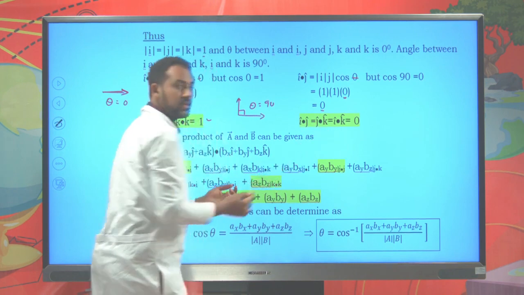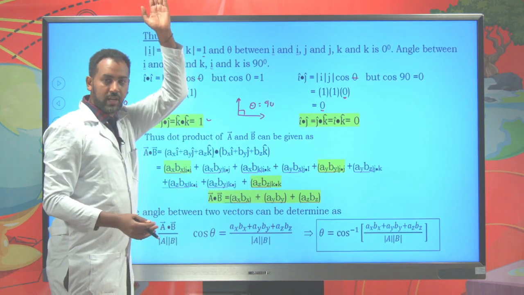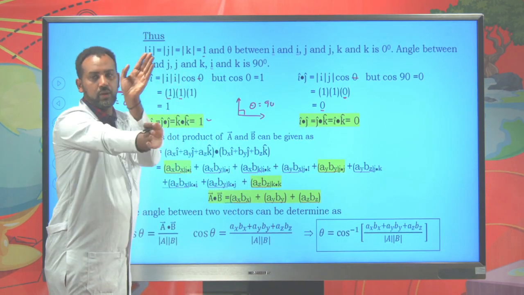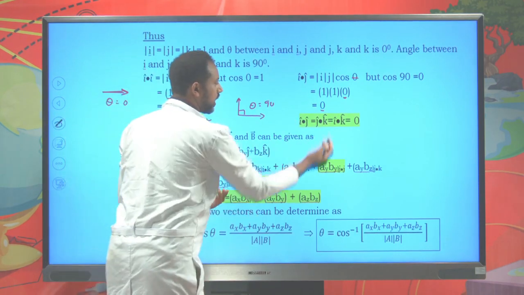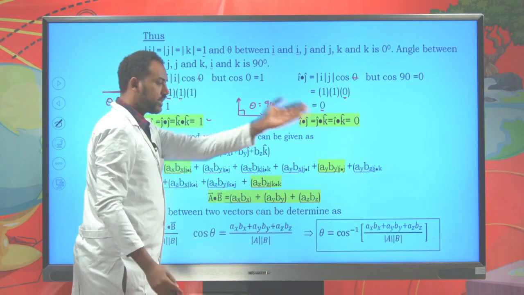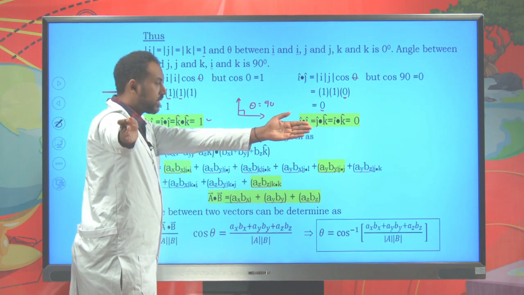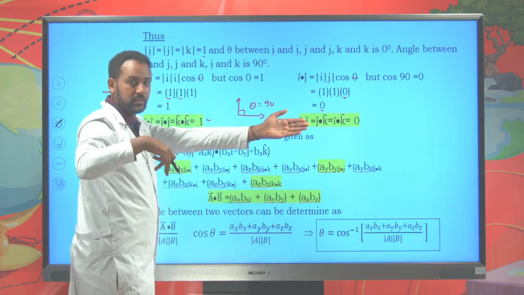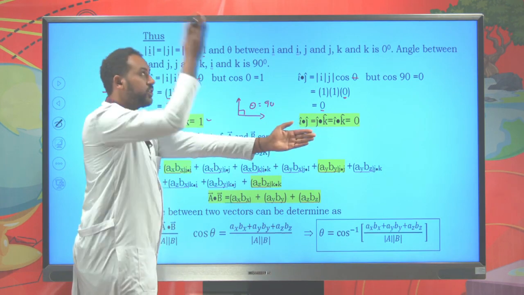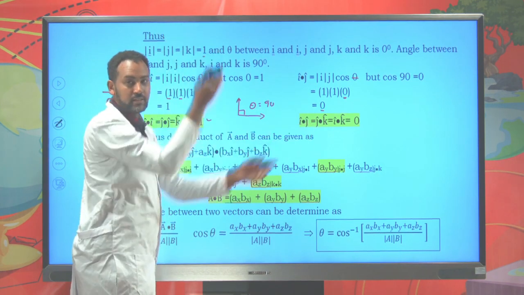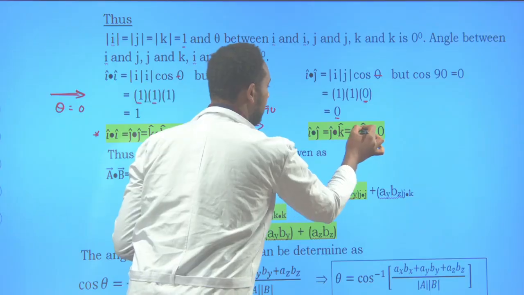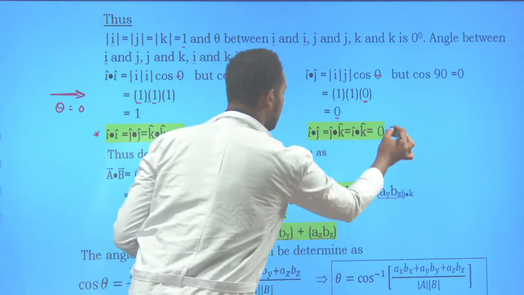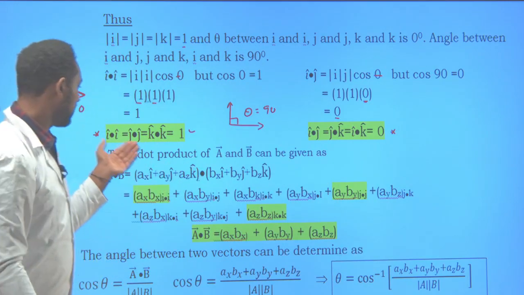j dotted with k: j is vertically upward, k is towards you. The angle between them is 90 degrees. Therefore, it gives you 0. i dotted with k: i is acting in this direction, k is acting in this direction, the angle between them is 90 degrees. Therefore, i dot j, j dot k, i dot k always give you 0. Keep this in your mind.